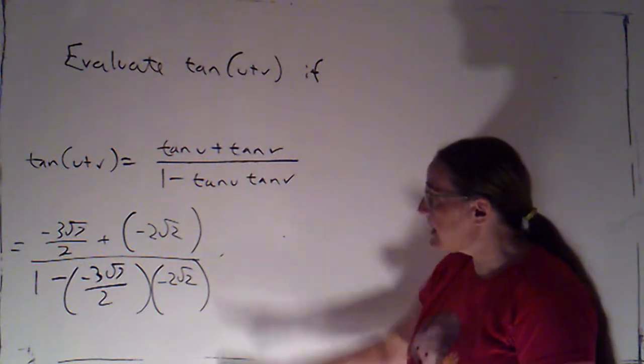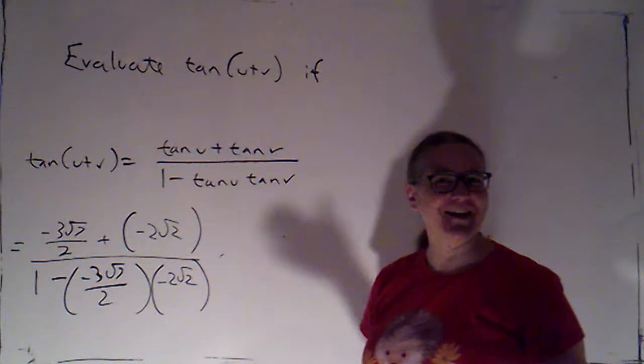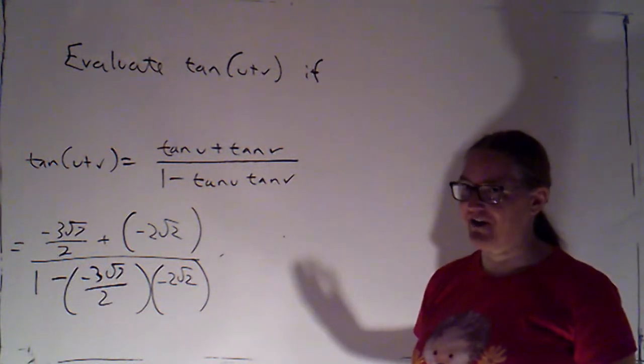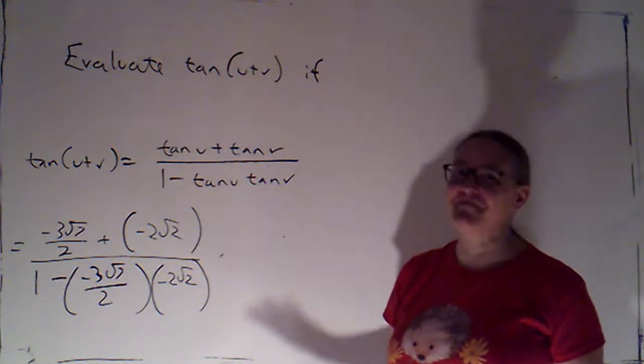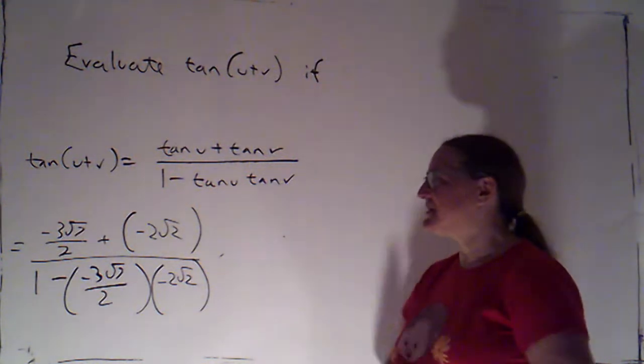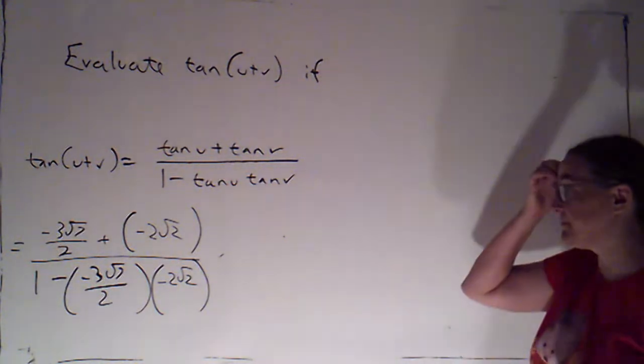Because you'll notice I've got a complex fraction. I've got fractions on top and fractions on bottom. I want to have just a simple fraction. I've also got roots on the bottom, and we're not allowed to have roots on the bottom. So the sum and difference formula for tangent generally are going to require a lot of simplification.